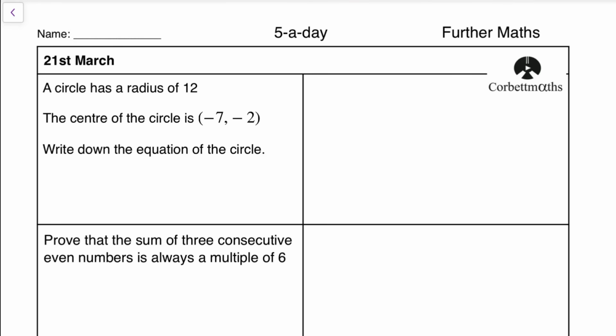Right, what do we have? A circle has radius 12. Now I don't really need to write r equals 12, but I'm going to because it just means I've noted it. The center of the circle is that. Oh, okay, nice simple start. Write down the equation of the circle.